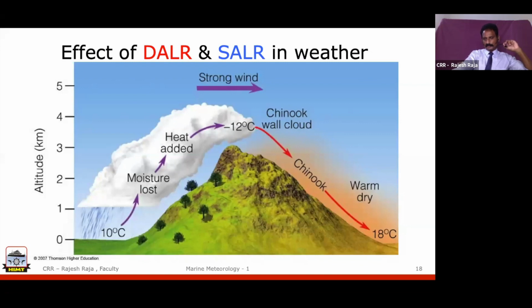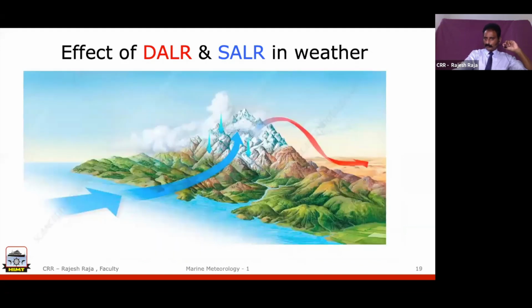So this is what happens. I'll show you one more picture. You can see warm, moist air coming in blue color on the left-hand side. Rising up the mountain, you can see cloud formation, precipitation. And when you come to the other side of the mountain, the same blue color is turned to red and there's nothing. It is dry air.